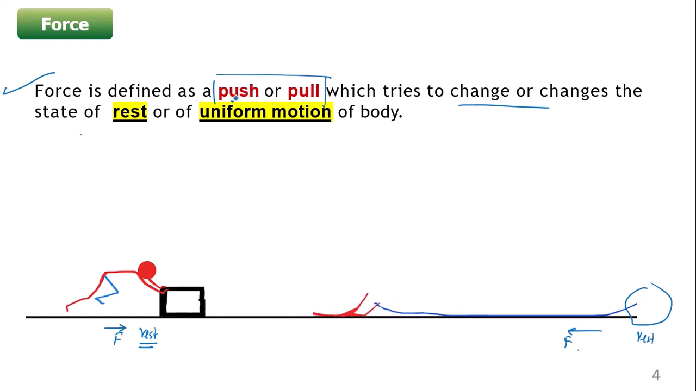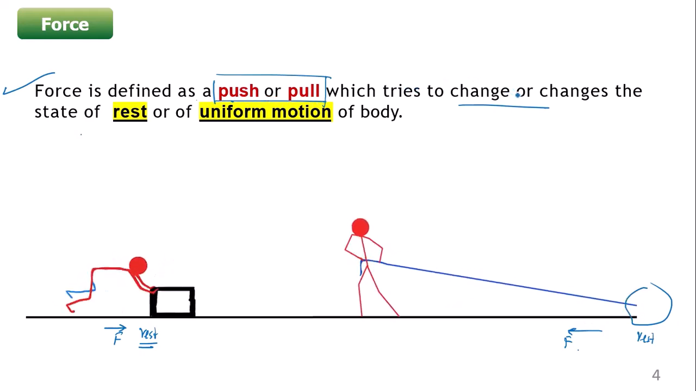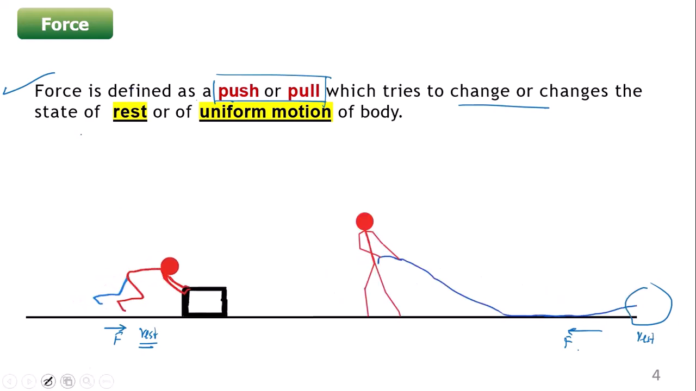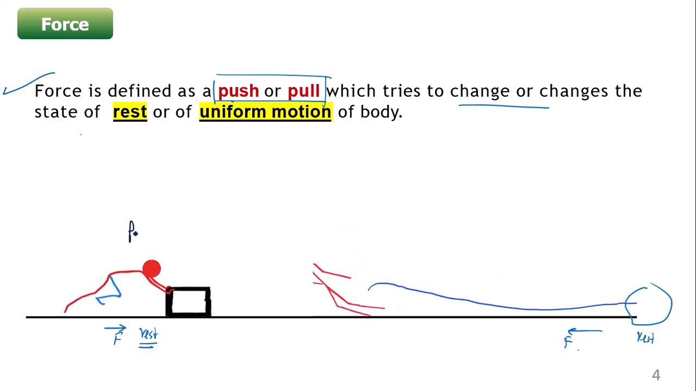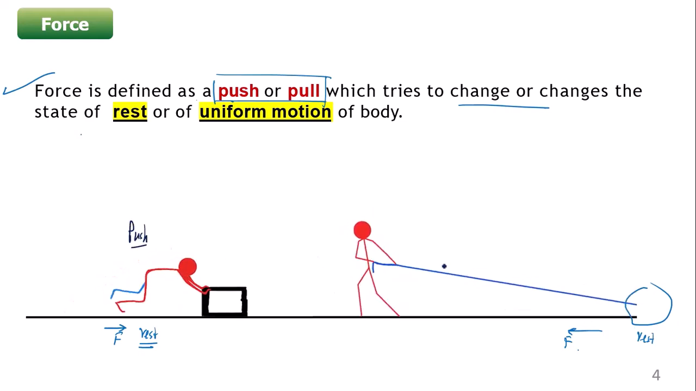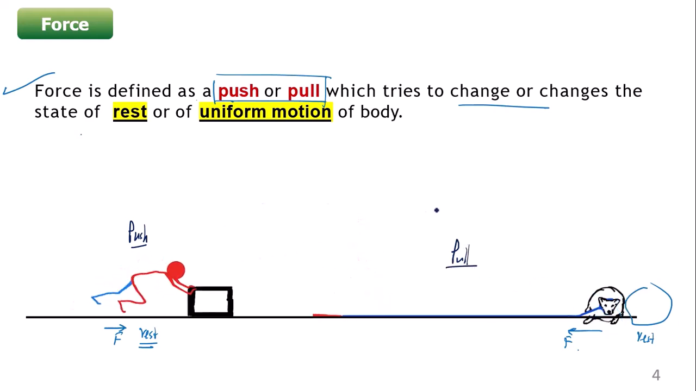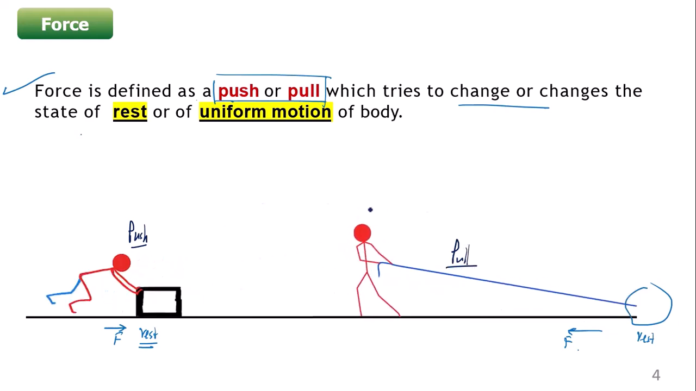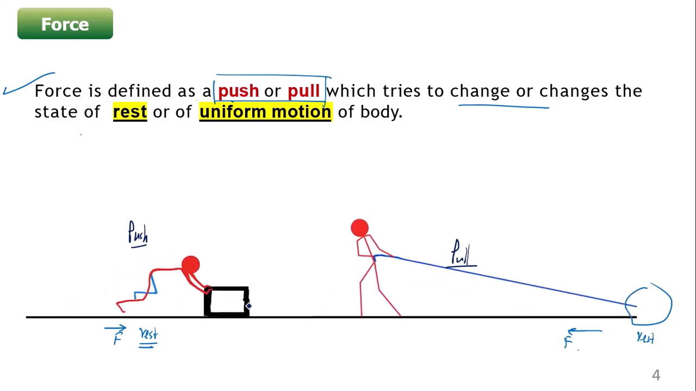There are two natures of force, either a push type force or a pull type force, which tries to change or changes the state of rest. Initially, on this body, we are applying a pushing type of force, and here I am applying a pull nature of force. By applying both types of force, what is the intention? The intention is to create displacement, or change the position, or change the state of rest.